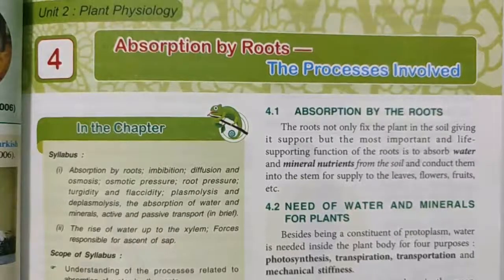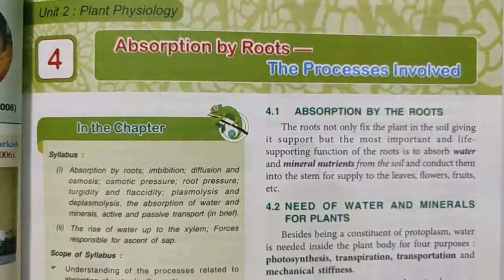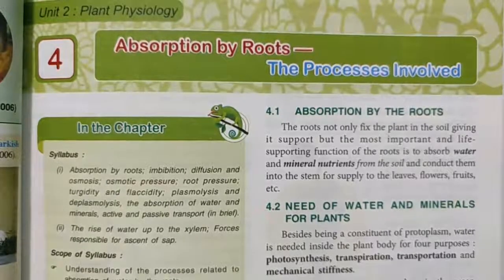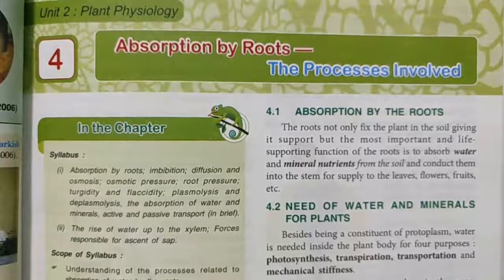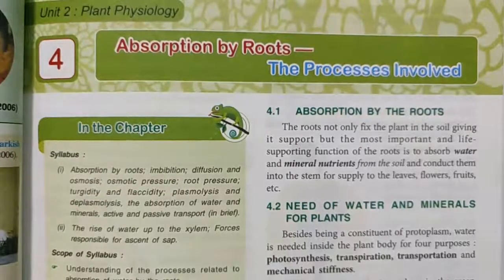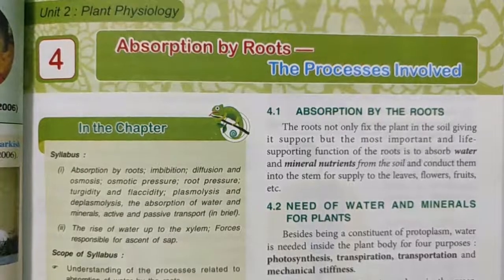And we are doing chapter number 4, absorption by roots. This is a chapter from the unit plant physiology, and we are discussing various physiological functions in the body of the plant. Till now, we have discussed the need of water and minerals in the plant. Next, we have seen the various characteristics of the root hair for the absorption of water and minerals.